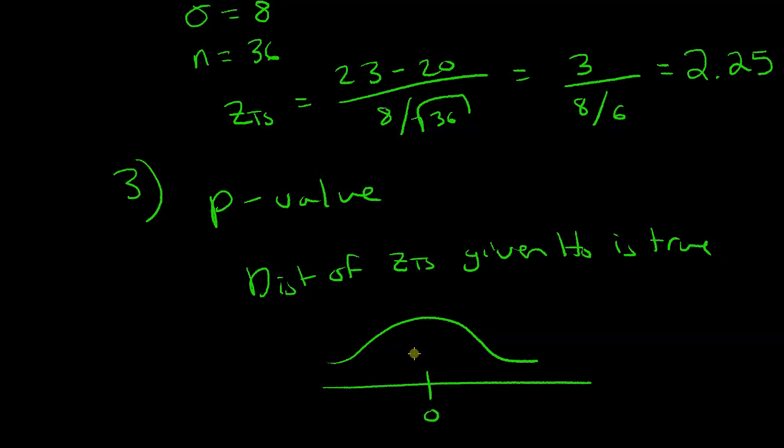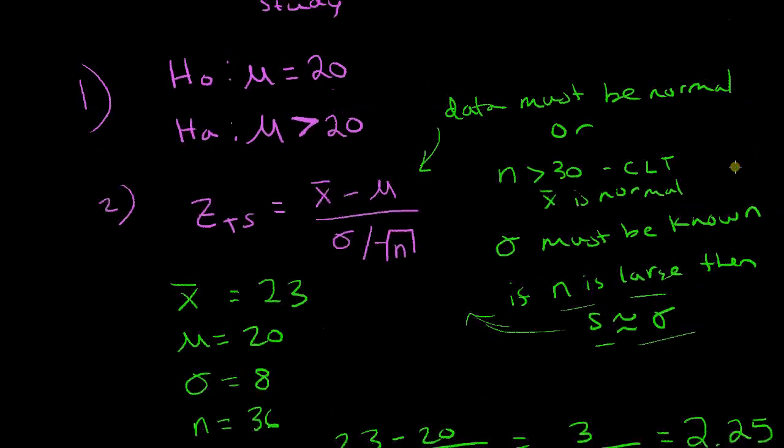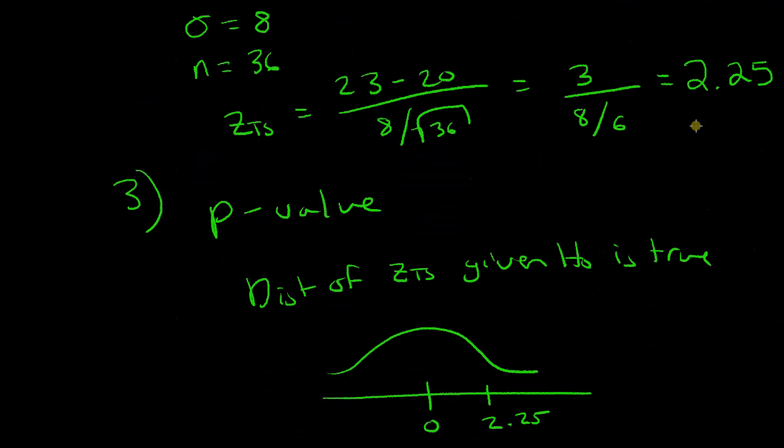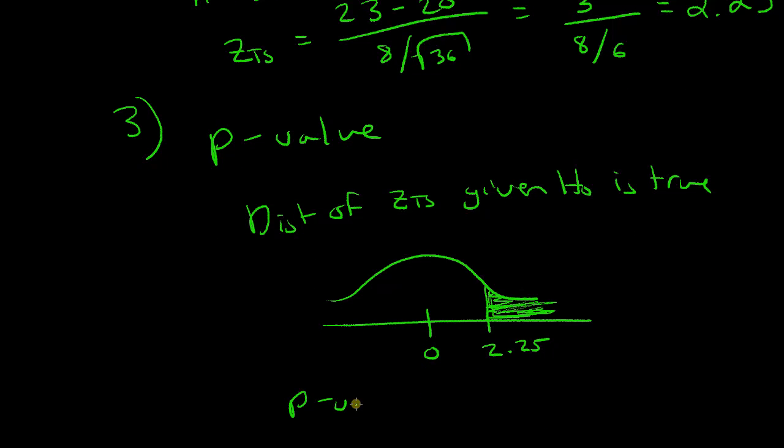So here we go. In the center we have 0. Our value of the test statistic is 2.25, and we're concerned with values of the test statistic that are very large because we're concerned with whether mu is greater than 20. So we're concerned if we have large values of the test statistic. So that's the right tail over here to the right of 2.25. So the p-value is the area to the right of 2.25.